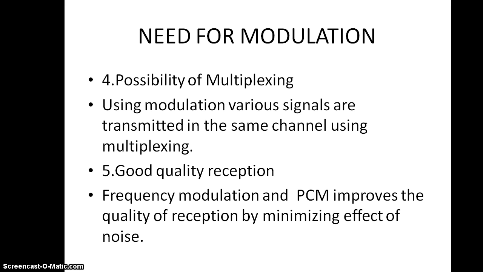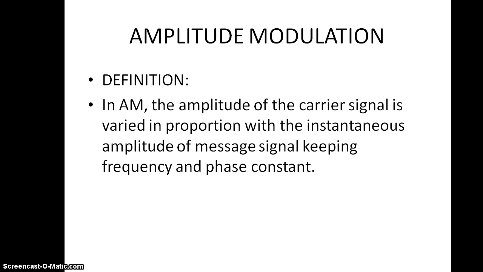The next one is that using modulation, we can attain good quality reception. For example, if you use frequency modulation and digital coding techniques such as pulse code modulation (PCM), both of these types of modulation improve the quality of reception by minimizing the effect of noise. So these are the important benefits of modulation.